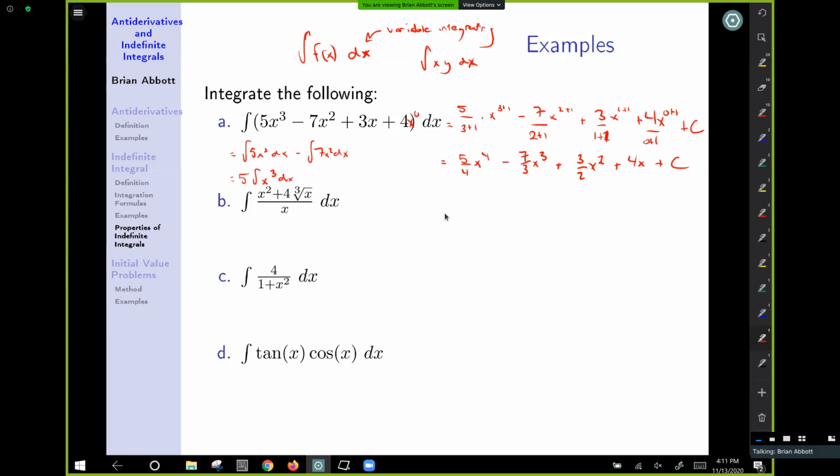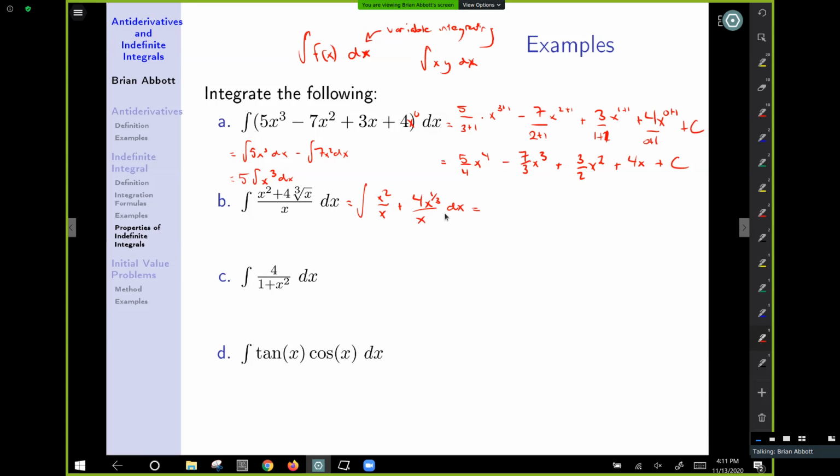Okay, the rest of these are just different problems. Let's see what we could do here. These are examples to show you that a little bit of algebra can really help. So looking at the integral of x squared plus 4 times the third root of x, all divided by x, we should look at that and say, hey, I have a common denominator. I can split this up as x squared over x plus 4 over x times x to the third root of x, which is x to the 1/3 power.